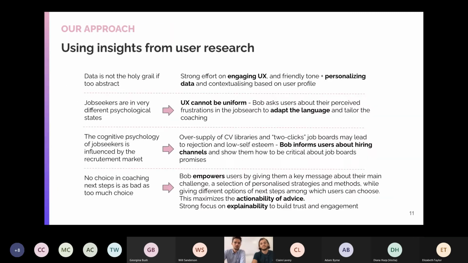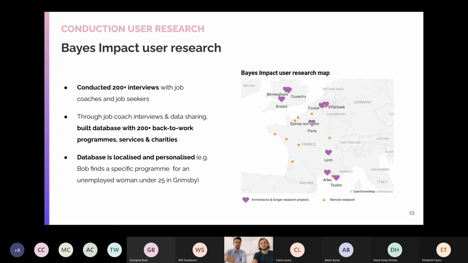We went on the field. We did a lot of user research in several countries, France, Belgium, in the UK, conducting 300 plus interviews with job coaches and job seekers. We also scouted all the data that's available in these countries, all the resources that are available on the ground, to build a database of several hundreds back-to-work programs, services, charities.